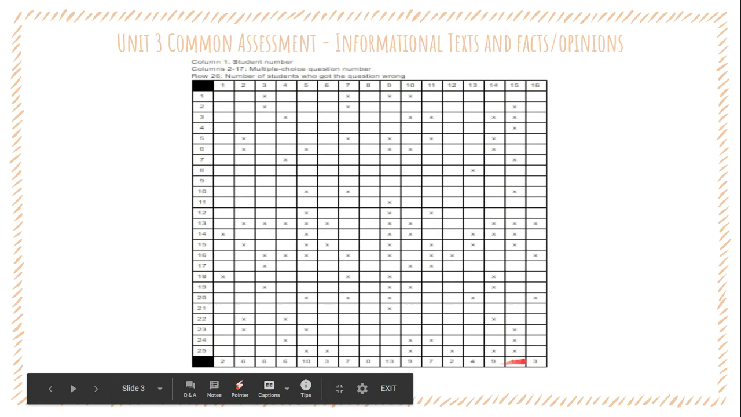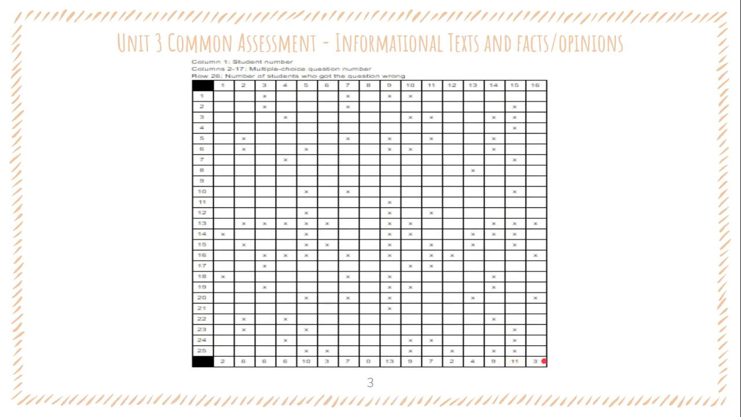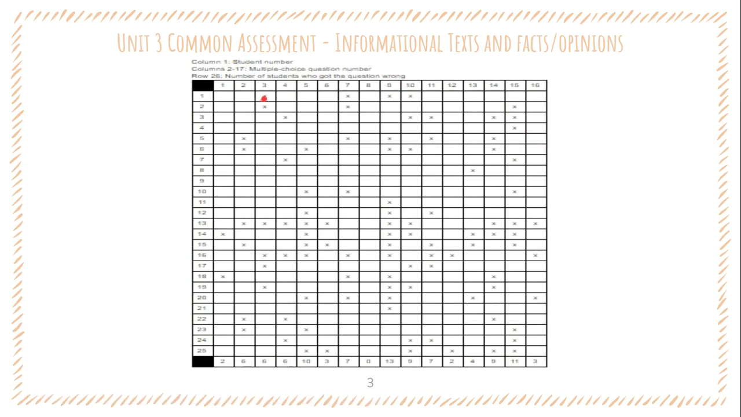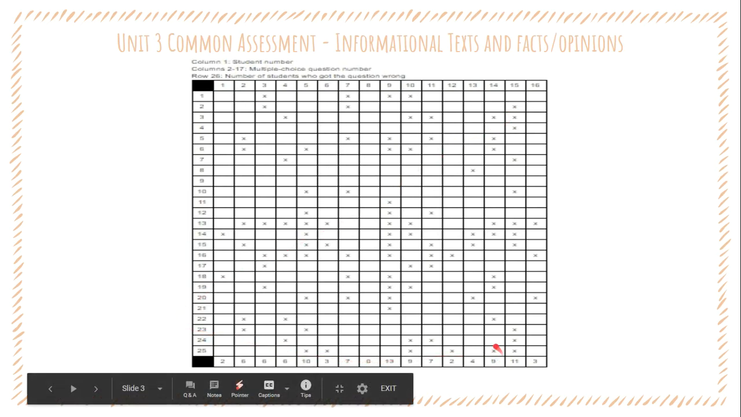This row is the number of students who got that question wrong. So what I was able to do here is I went through every single test and I went through each student. Student 1 got questions 3, 7, 9, and 10 wrong on the multiple choice. Student 2, 3, 7, and 15, so on and so forth through all 25 students.